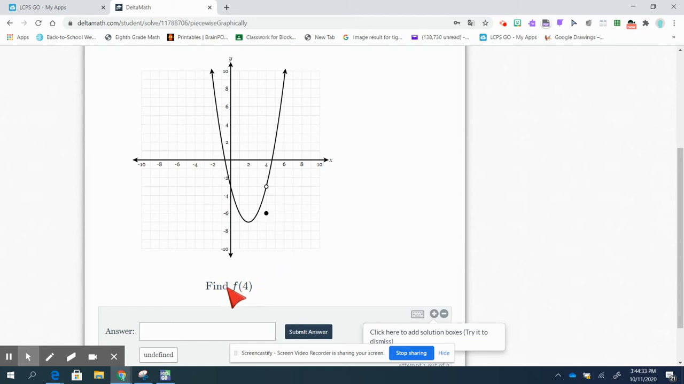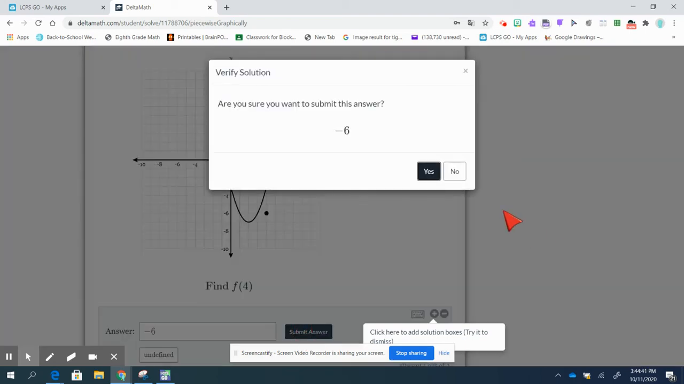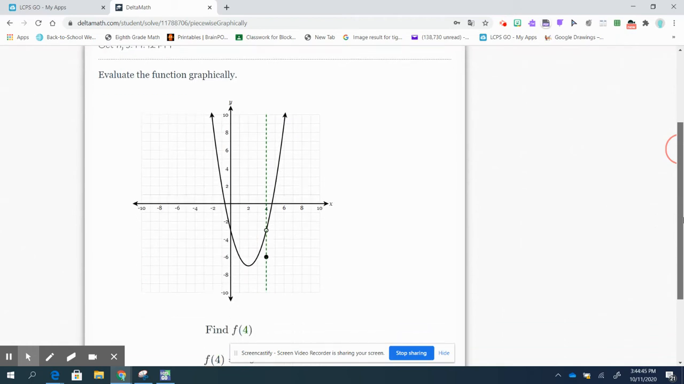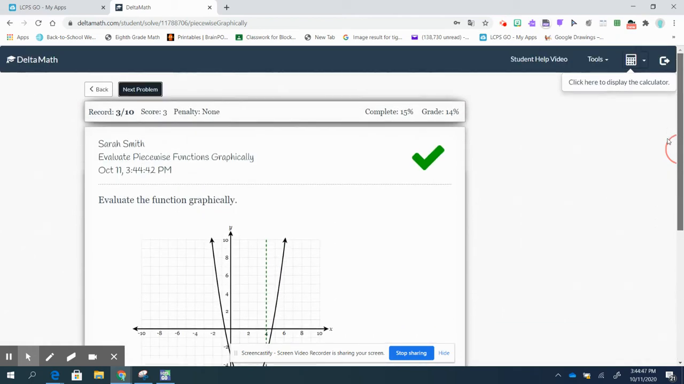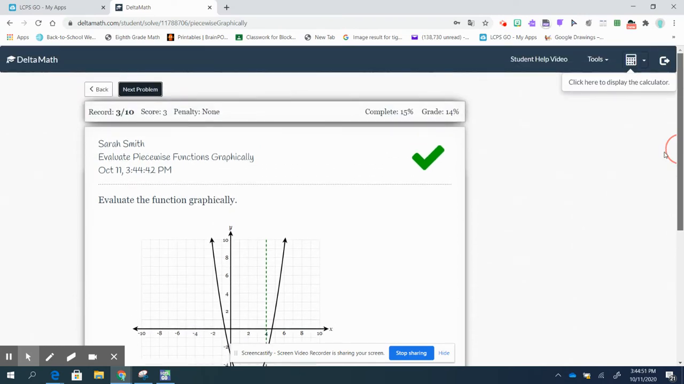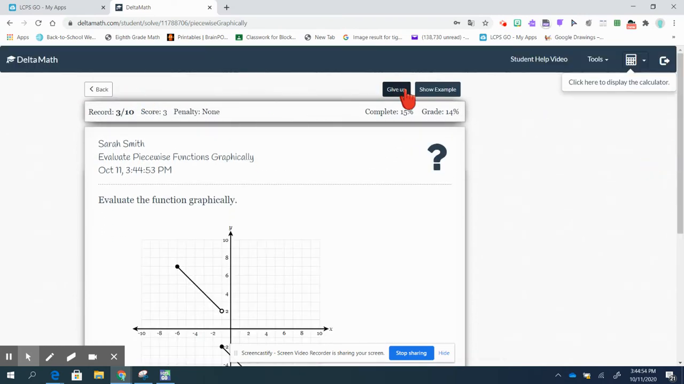So find f of 4. When x is 4, y is -6. I'm going to put that in and submit our answer. Yes, and we see that we were correct. Okay, let's try another one. Here, we just did that one. How do I get the next one?